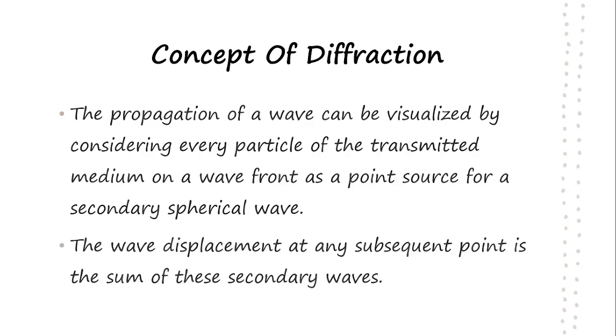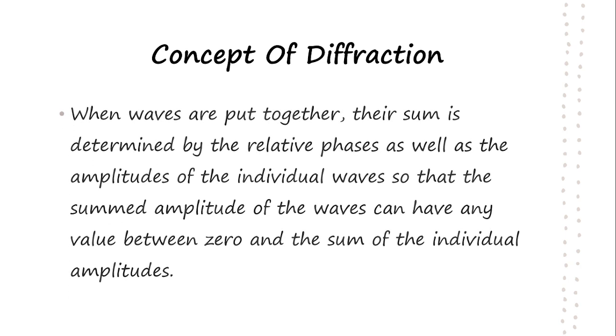The wave displacement at any subsequent point is the sum of these secondary waves. So the wave displacement at any subsequent point that can be observed is the sum of all these secondary waves which we see after encountering a barrier or an obstacle. These waves are just put together. Their sum is determined by the relative phases as well as the amplitudes of the individual waves, so that the amplitude of the sum can have any value between 0 and the sum of the individual amplitudes. So all these secondary waves are put together, and the sum is determined by their relative phases as well as the amplitudes.